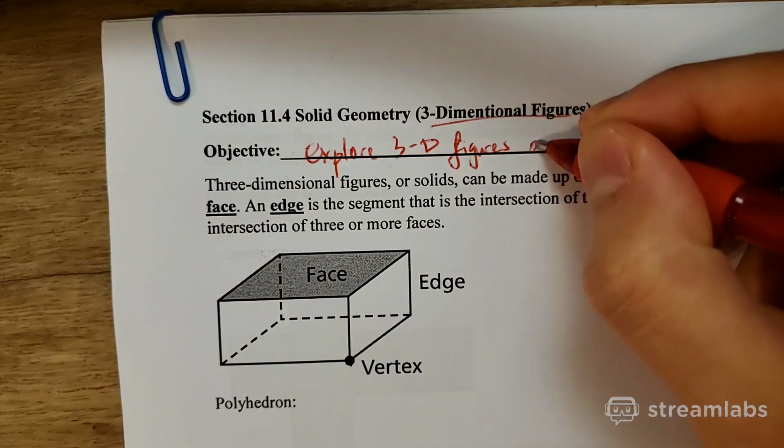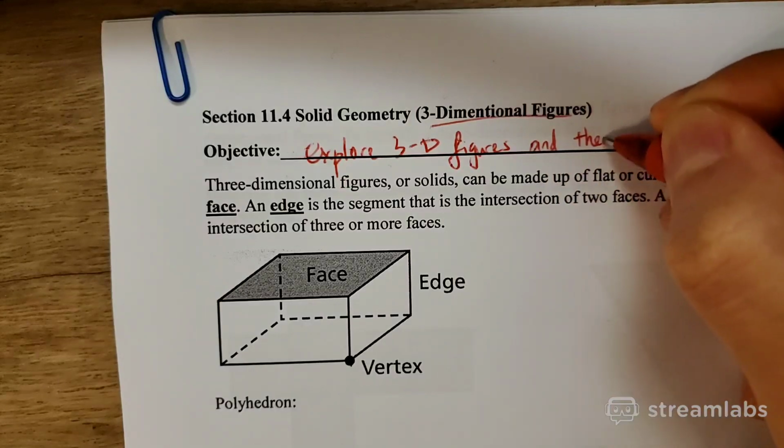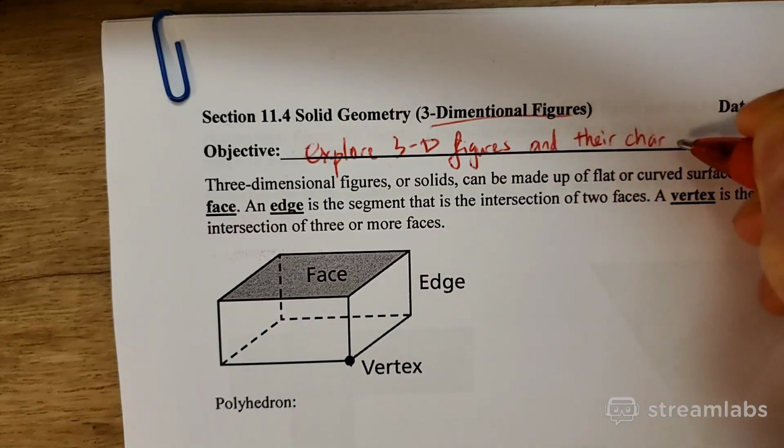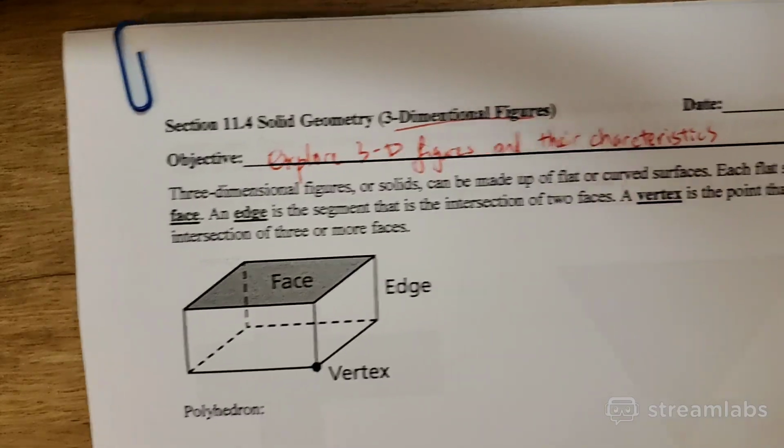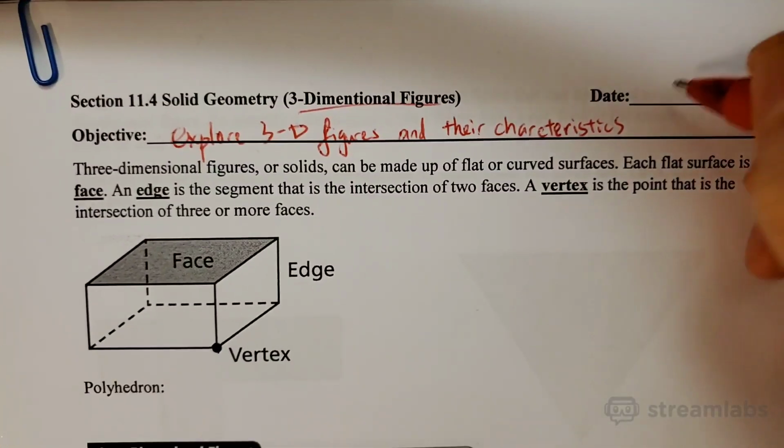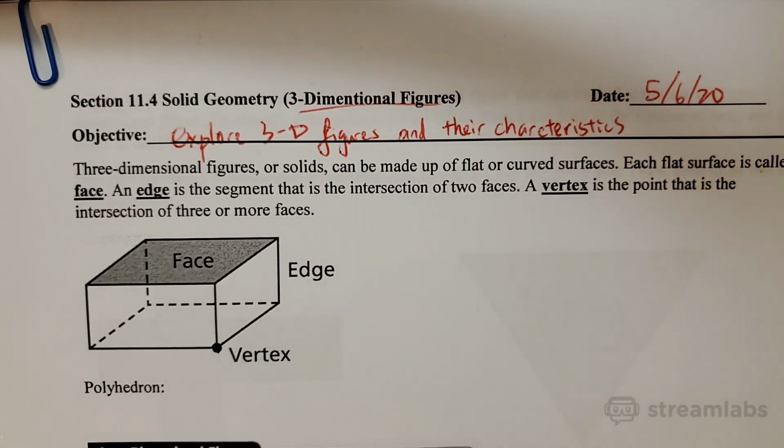And their characteristics. Is that how it's spelled? Tell me I'm spelling it right. Am I spelling it right? Type in the comments. My goodness.